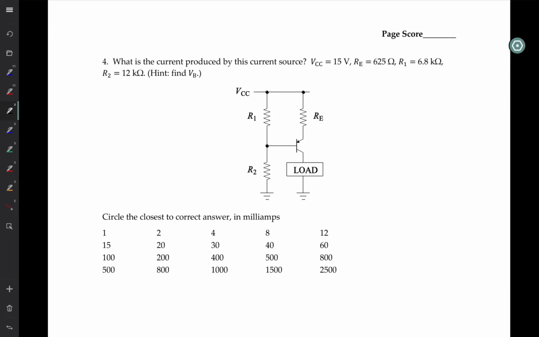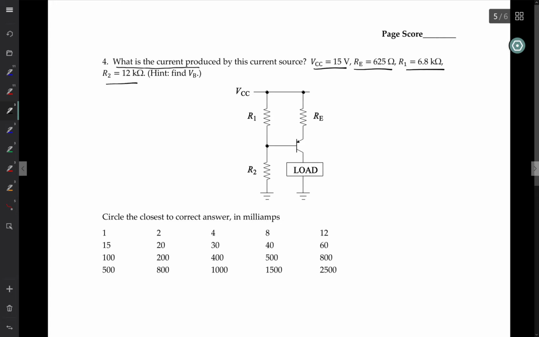Alright, on to problem 4, the current source. There are a variety of current sources, but they are all solved in pretty much the same way. I'm given a supply voltage, I'm given a value for the emitter resistance, I'm given a value for the divider resistors, and I'm supposed to find the value of what is the current.